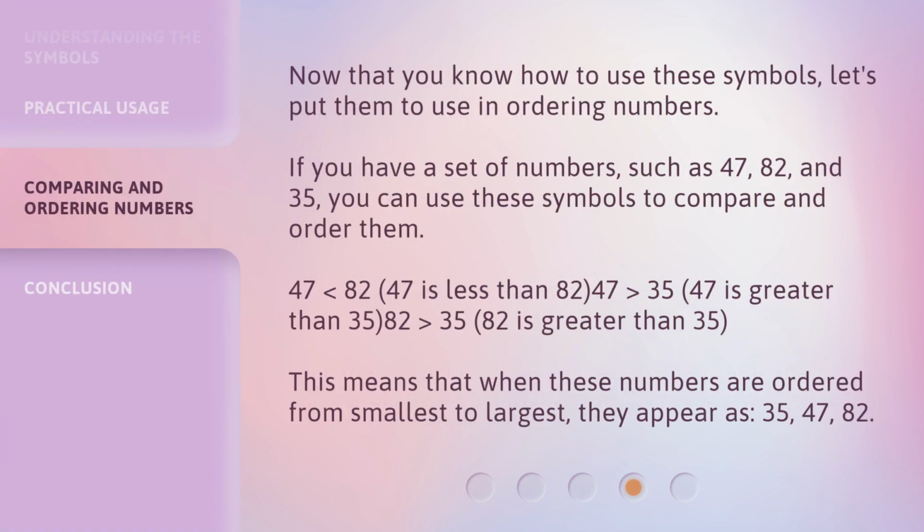Now that you know how to use these symbols, let's put them to use in ordering numbers. If you have a set of numbers, such as 47, 82, and 35, you can use these symbols to compare and order them.